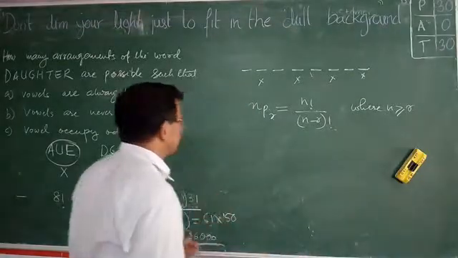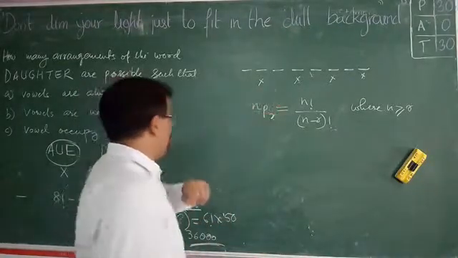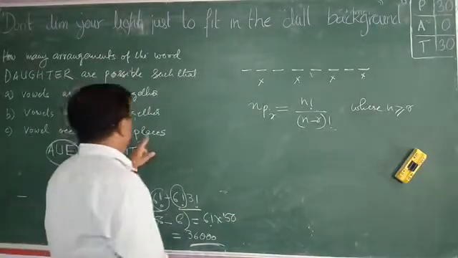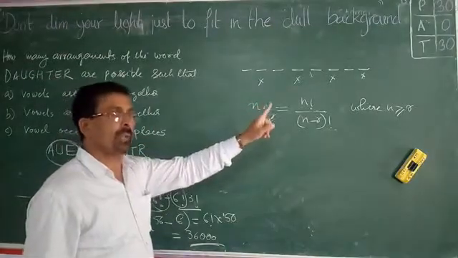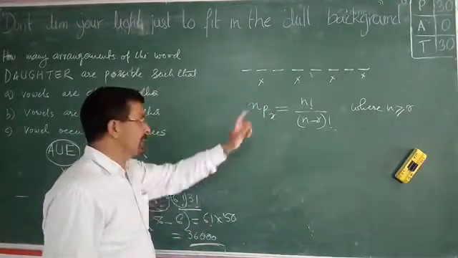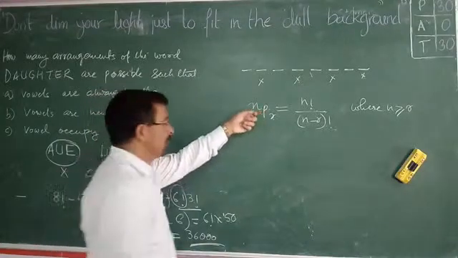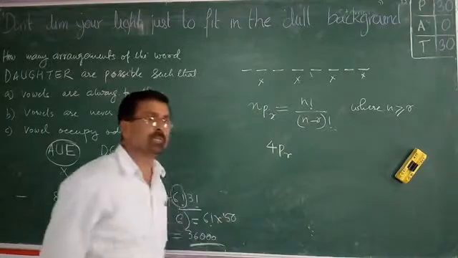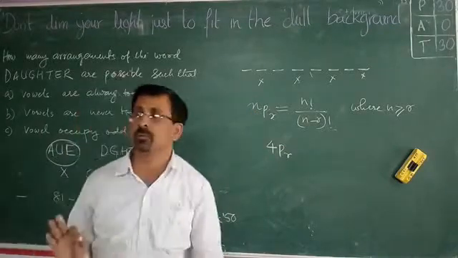So in this case, for the vowels to be placed at the odd places, because there are 4 spaces and 3 letters, the number of spaces is more. So that will be taken as the value of n. So this will become 4P3. This is the one thing that you have to remember.